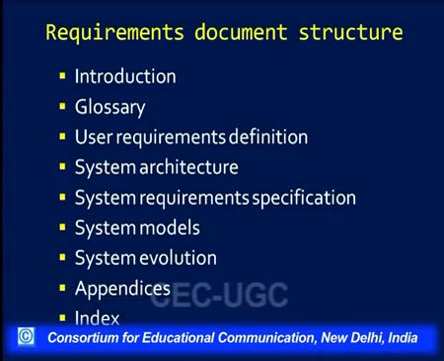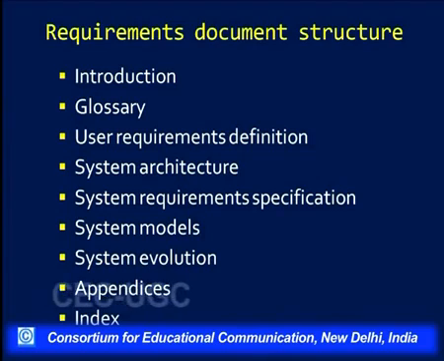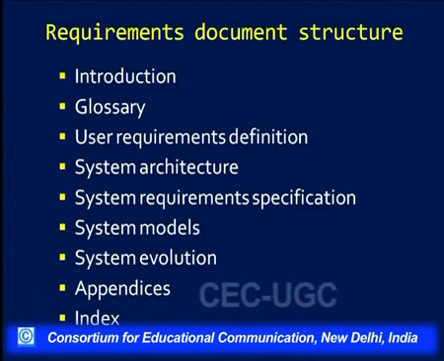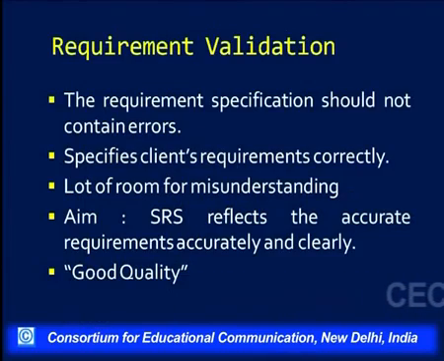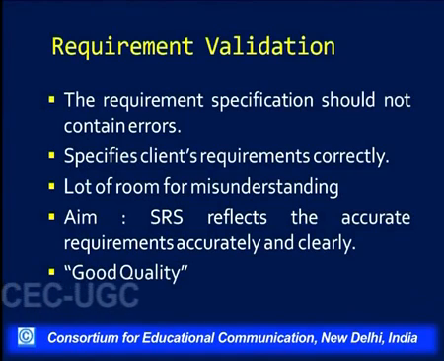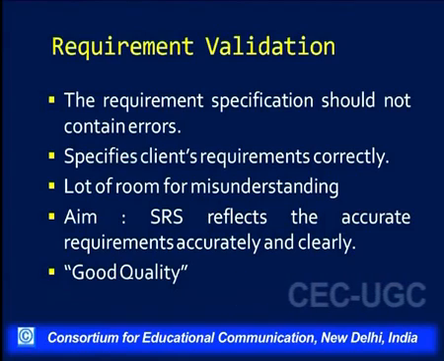So basically the structure that we just saw will have the requirement definition, it will talk about the architecture of the system, then the requirement specification in detail, then it will give a layout of the system models, how the system will evolve, and the appendices and the index. This is the structure of a typical software requirement specification document as per the IEEE standards. Once the requirements have been specified, the next very important step is validation.